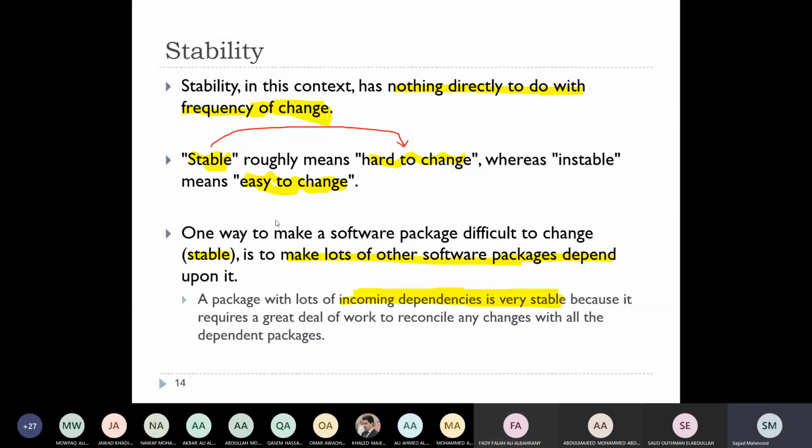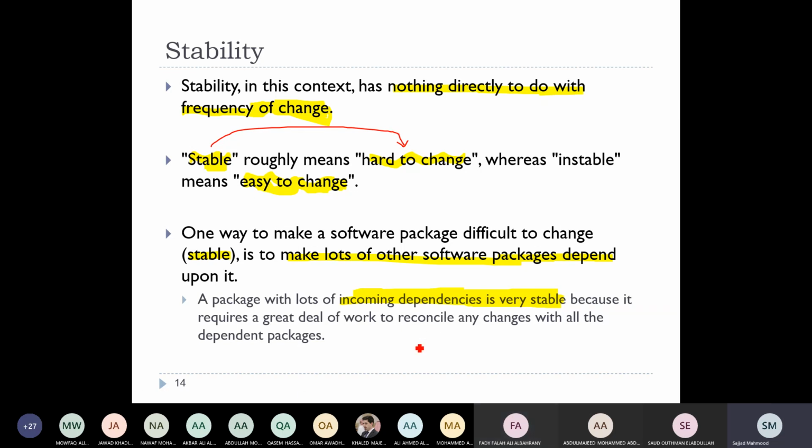What about easy? We saw the situation where it's hard to change, if there are many packages depending on it. Correct. But when is it easy to change? Easy to change will be the other way around. Absolutely right, which will be that no one is depending on this package, right? Yeah. All right. So that will be the other extreme. Yes, so that will be highly unstable in our definition.